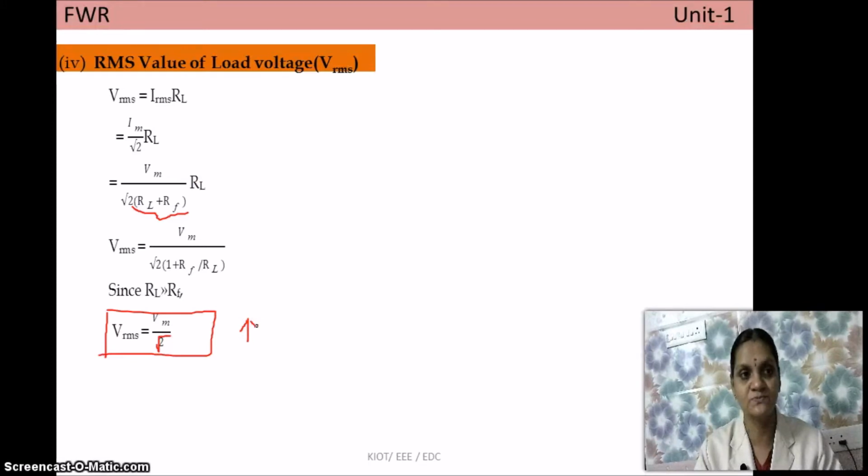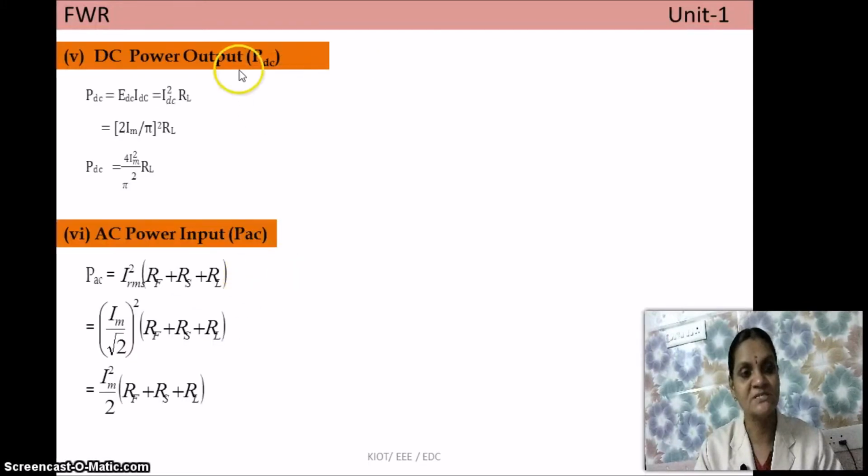Vm by 2. And the next one is DC power output. You know the formula for DC power output is V into I or I square R. So IDC square into RL; substitute the value of IDC and you will get the DC power output equal to 4 Im square into RL by pi square. This also got improved.